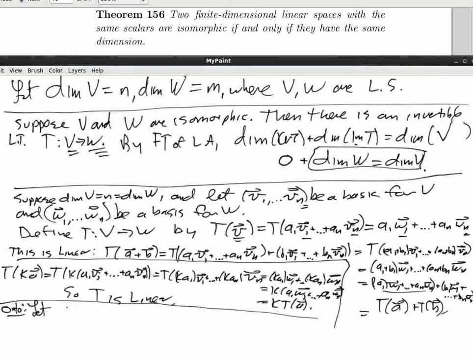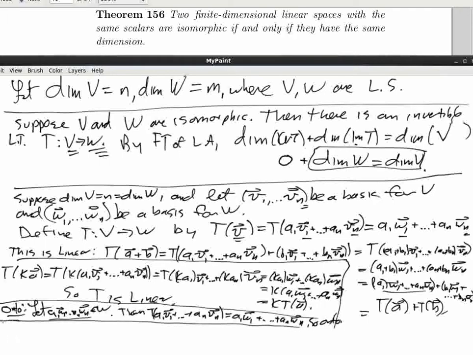Consider a generic element of W. Well, W has a basis like this, so I can write A1 W1 plus dot dot dot plus AN WN. This really is a generic element of W. So it's pretty clear that I can let A1 V1 plus dot dot dot plus AN VN map to my generic element. So I guess it's onto.